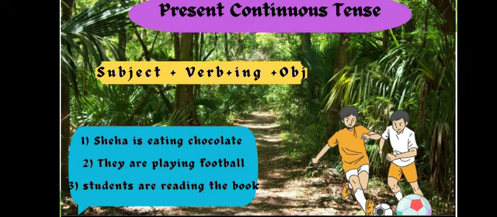Here they is the subject, are is the auxiliary verb, play is the verb and ing is similarly added, plus the object is football. So they are playing football is an action that is happening at the present moment but hasn't finished yet. Now, here we see the third example. Students are reading the book. That is to say, they haven't finished reading it, they are still reading. That is why we call it continuous, as it is happening continuously at the present moment. Now, move on to the next one.